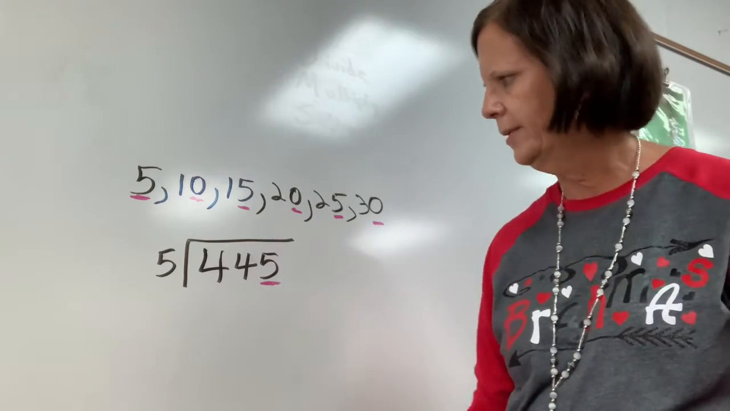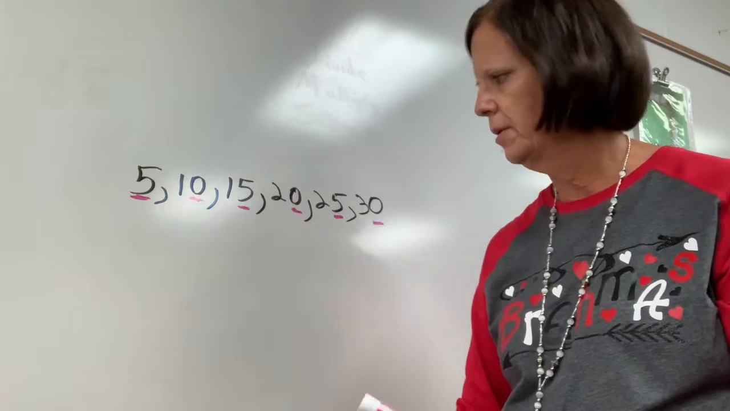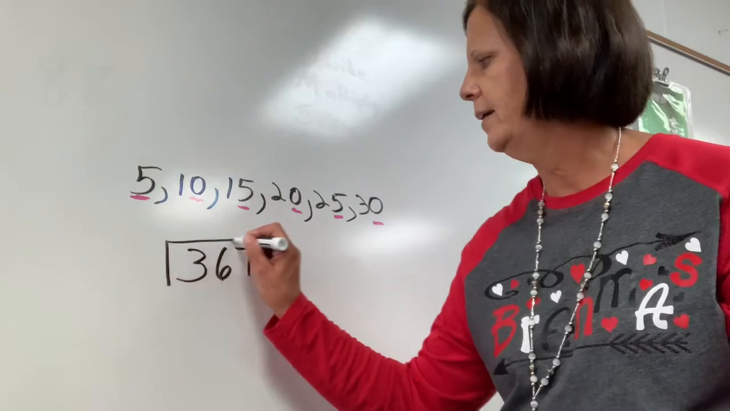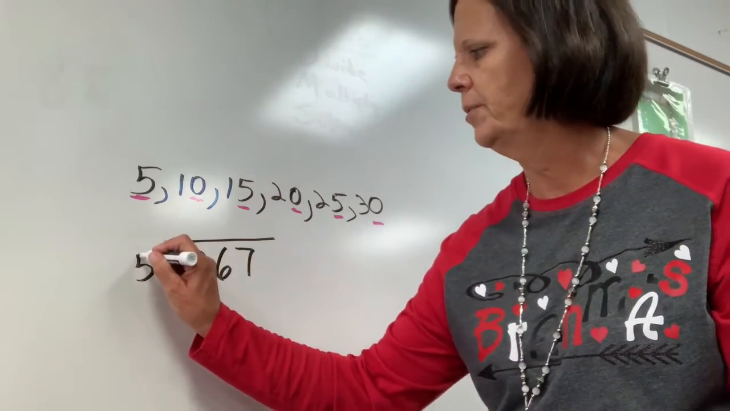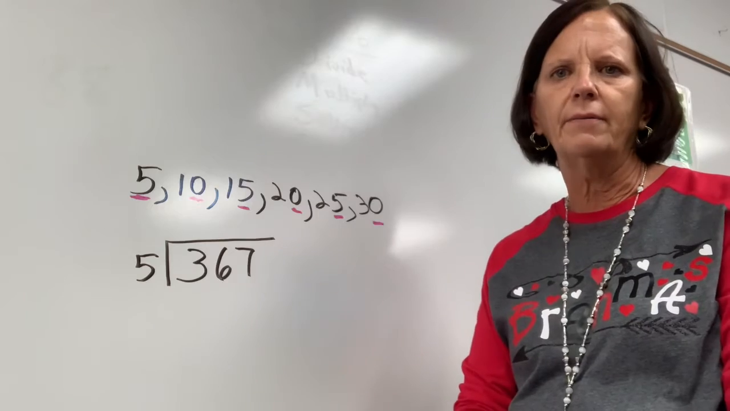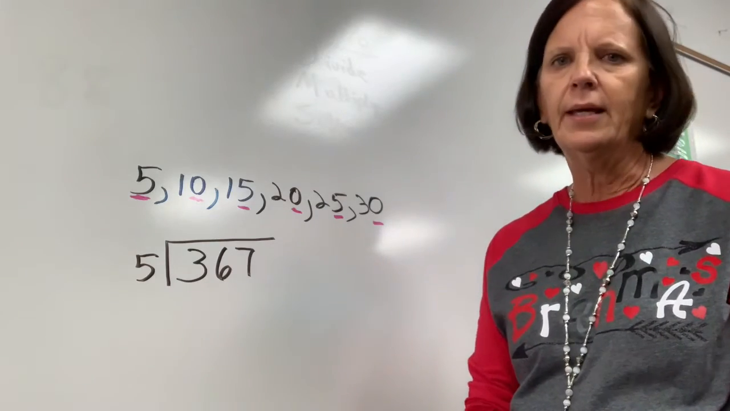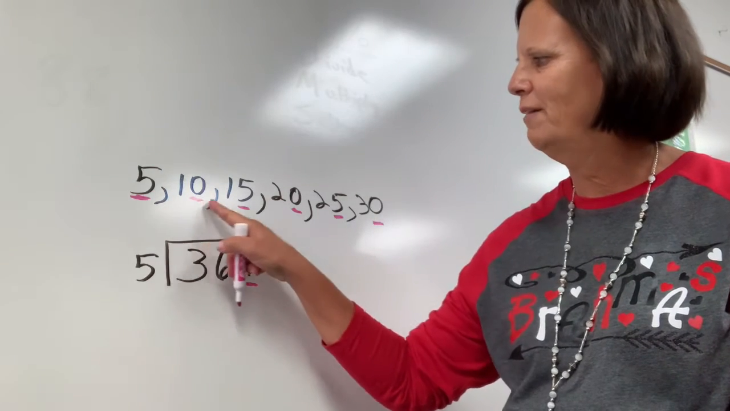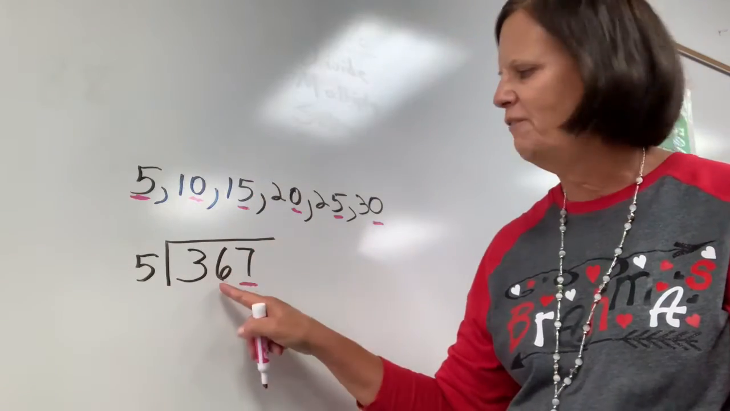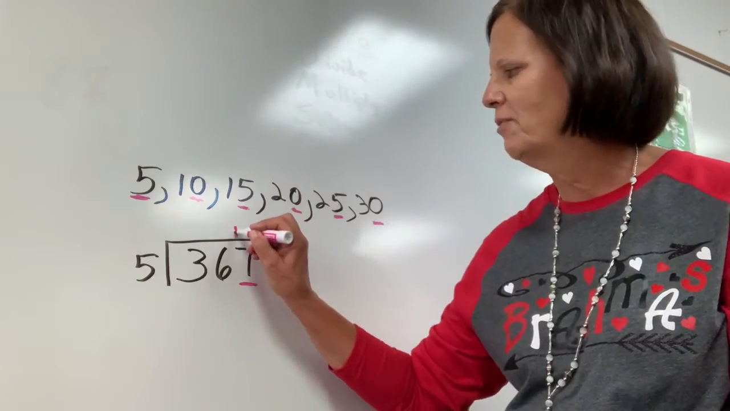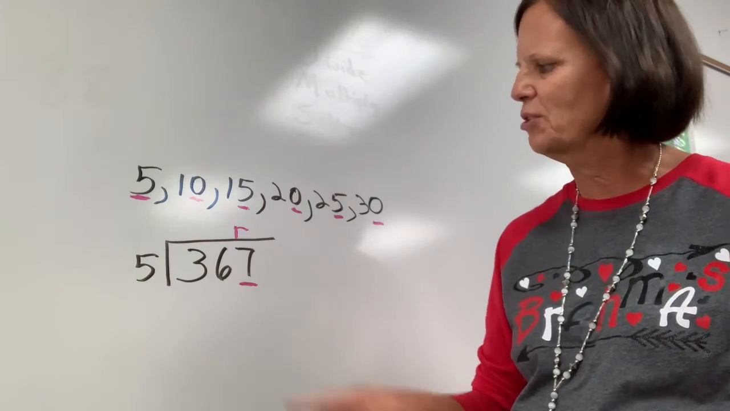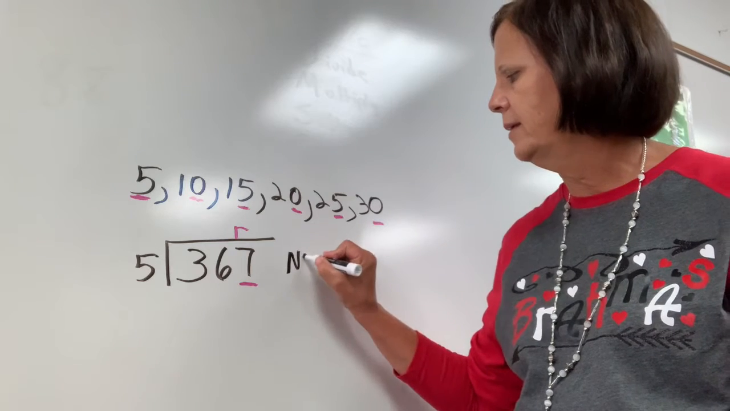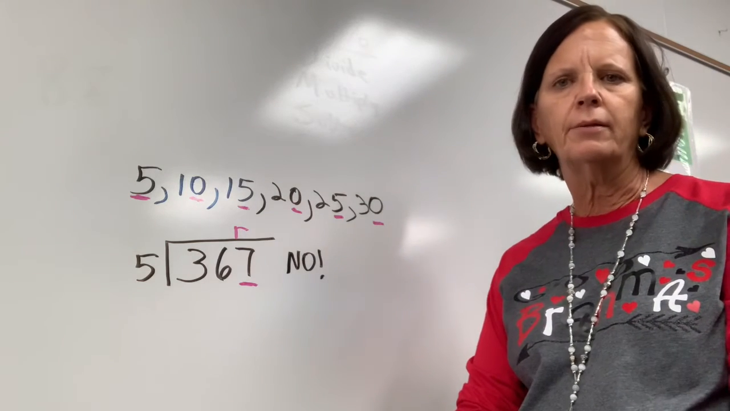Now, let's try another one. What if I gave you 367? And I said, hey, is that number divisible by 5? Meaning, could I divide it by 5 and not have a remainder? Again, all you have to do is look in the one spot. Ooh, and it's not a 5 or a 0. So I know that if I divided this number, I'm going to have a remainder. So if I said, hey, is 367 divisible by 5? You're going to tell me no. And the reason it's not is because I know it's got a remainder.